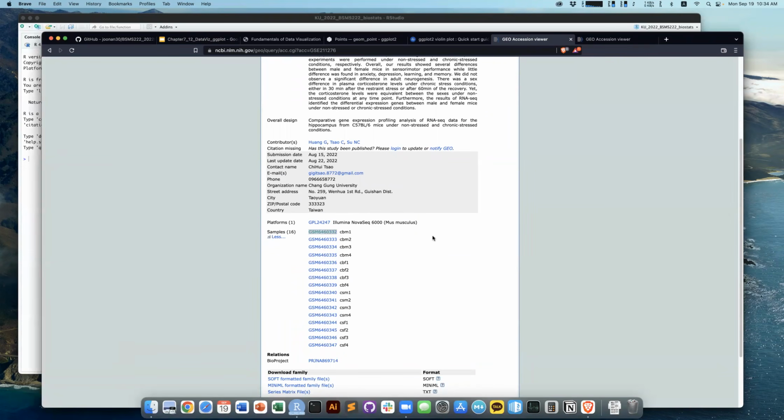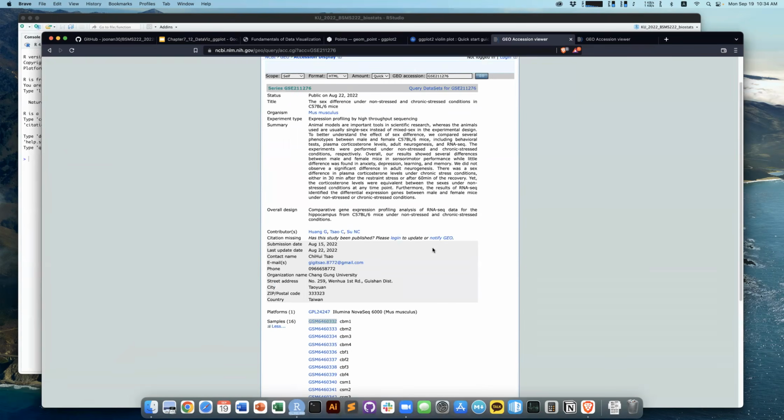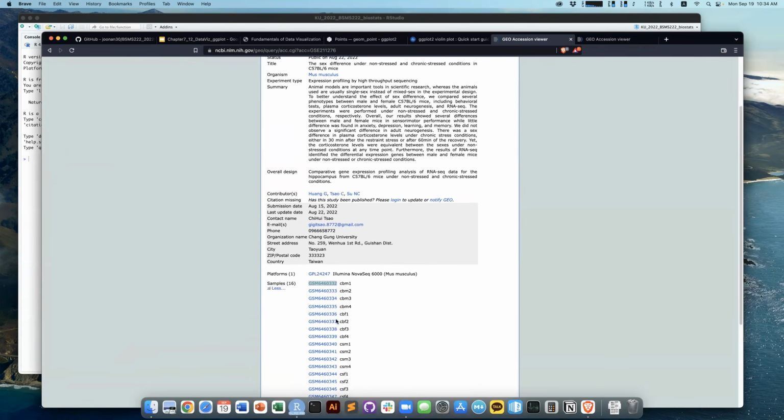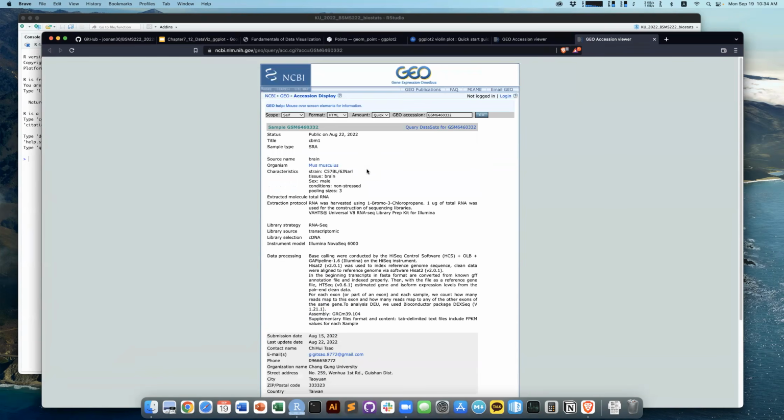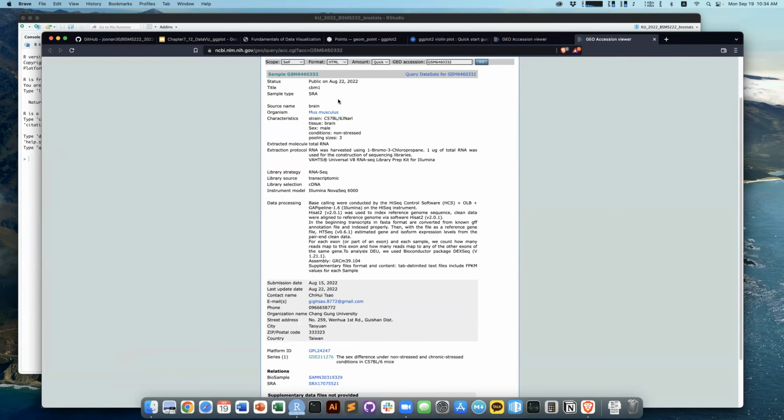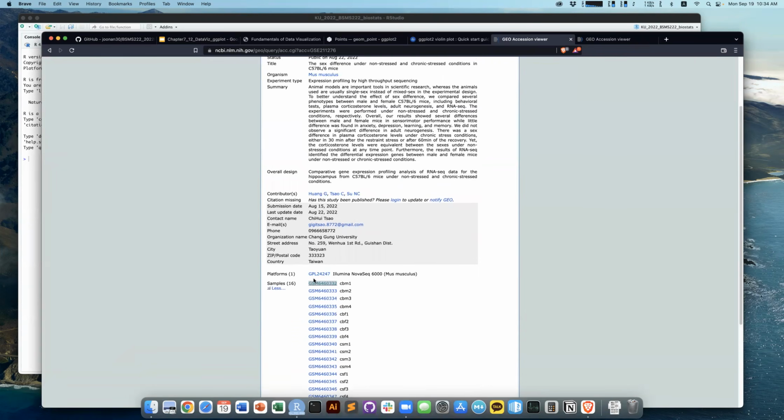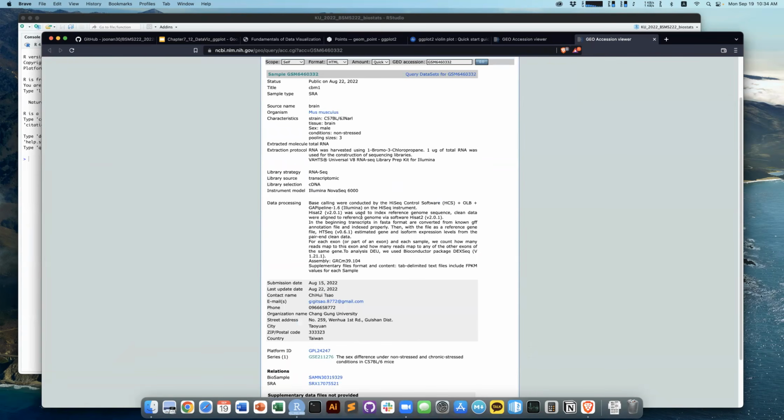So the numbers we see, 4,000 and 350,000. Why is that different? Because the 4,000 is the number of studies, and the 350,000 is the samples. And if you go to here, you can see the sample, right? The sample description, CBM1. And what is the CBM1?